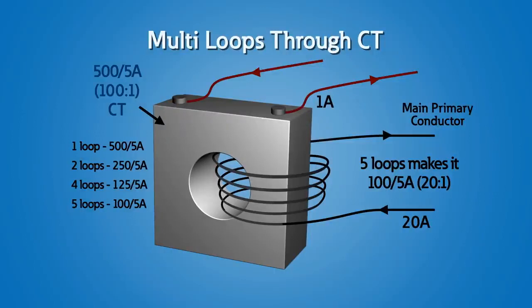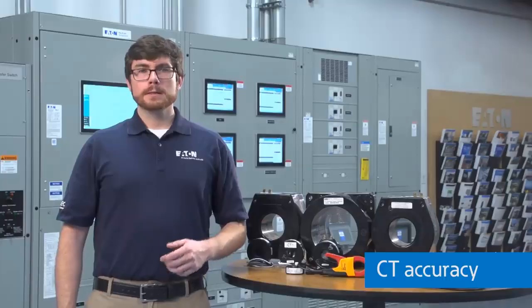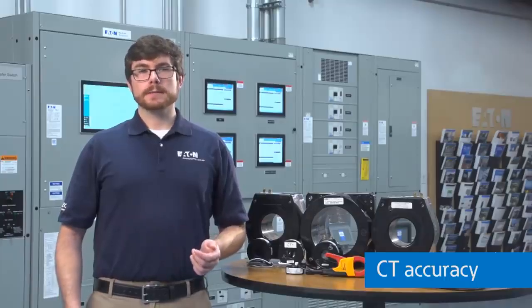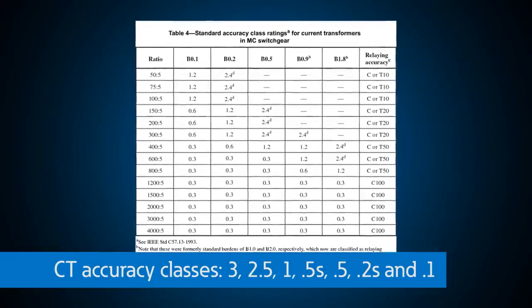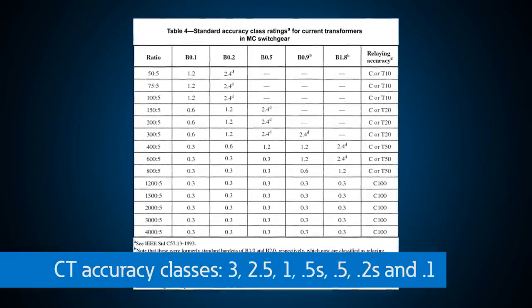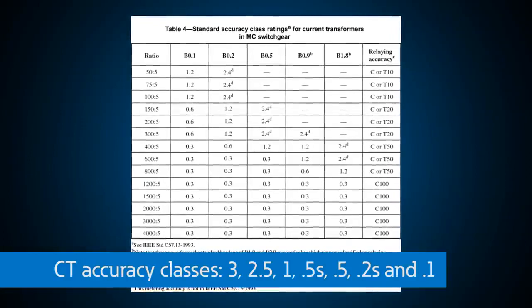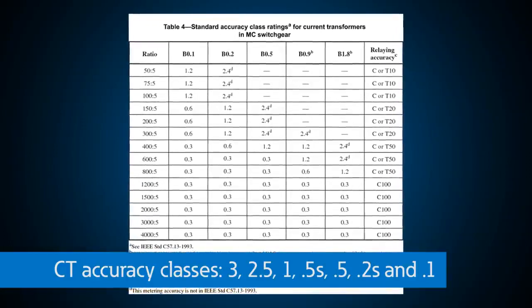So if 20 amps of current is flowing on the primary circuit, instead of 0.2 amps, 1 amp of current will flow on the secondary, making the measurement more accurate. CTs come in a variety of accuracy classes. For example, the ratio of primary to secondary current error of a Class 1 CT is 1% at rated current. A 0.5 rated CT is 0.5% or less.